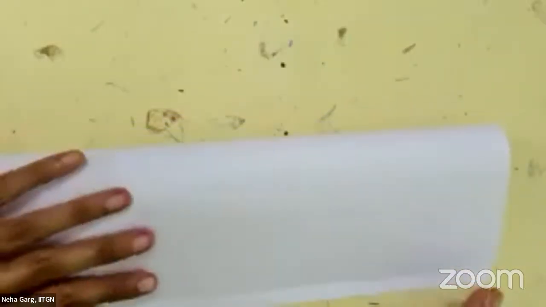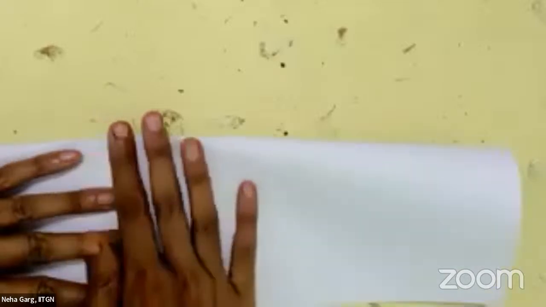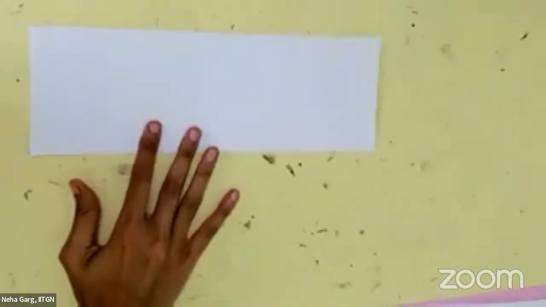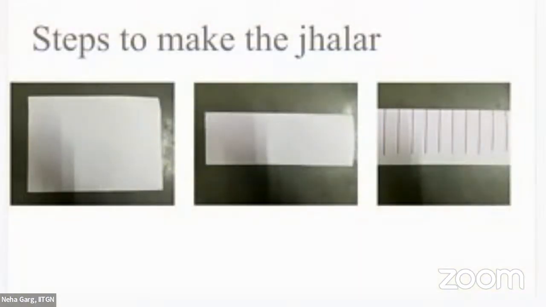Yes. So you can see here, this is my A4 paper, and I am going to fold it in half. So let's fold it in half. Now I have folded my paper. The next step, the third step, is we will make some lines on this side. I have my ruler here and I have my pen here.